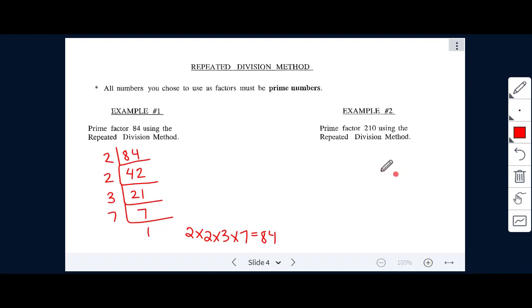Right, so next we're looking at 210. We're going to set it up the same way. So on the left-hand side, we're going to choose prime numbers. So 210, let's just divide by 2 because it's easy. We know that 210 will divide by 2. 210 divided by 2, that gives me 105.